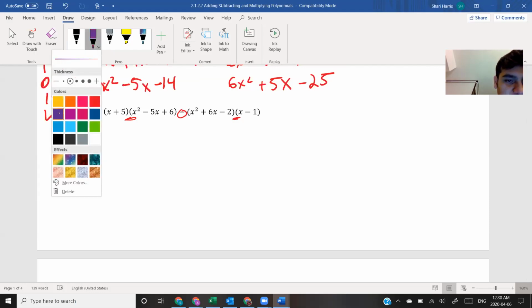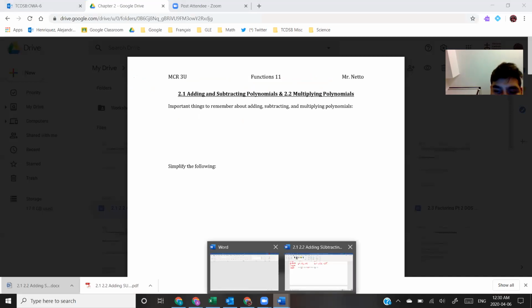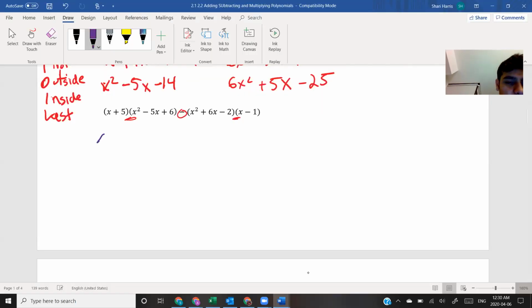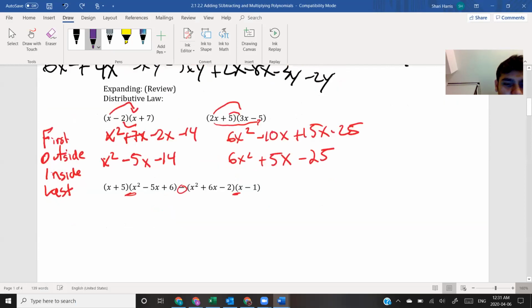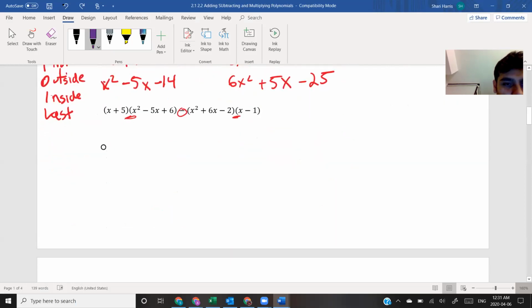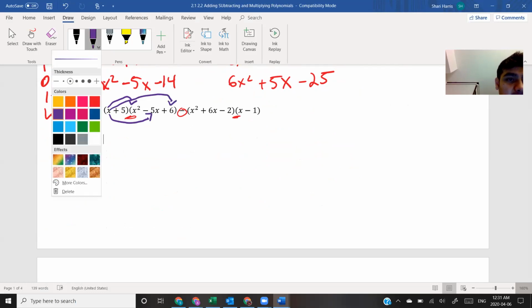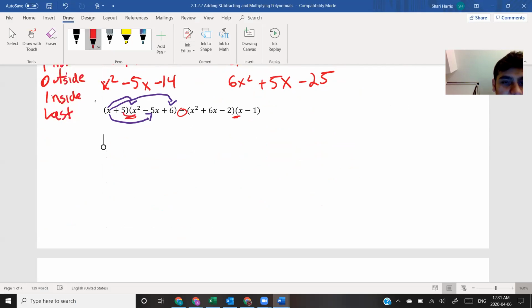I'll use some purple here. So we're going to FOIL this. The x is going to multiply by all of these, and then the 5 will do the same.